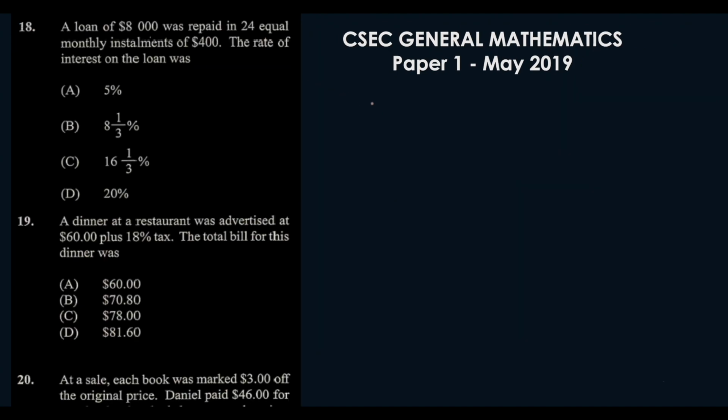Alright, so for this particular one, it says a loan of 8,000 was repaid in 24 equal monthly installments of $400.